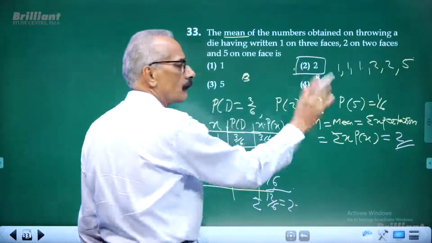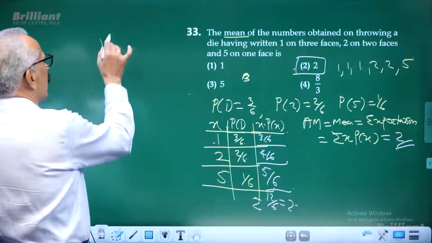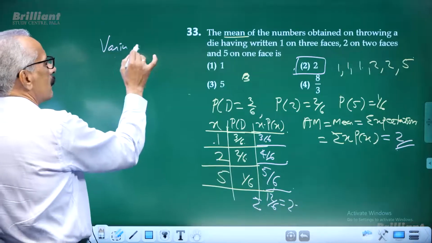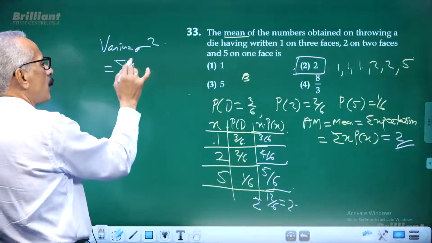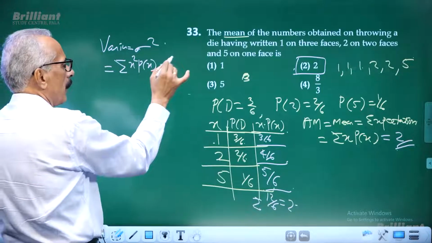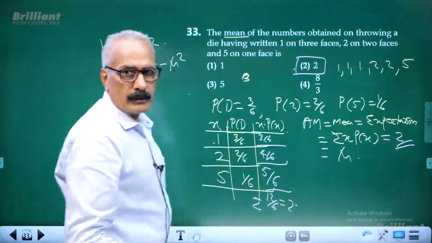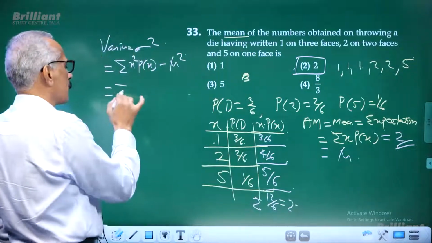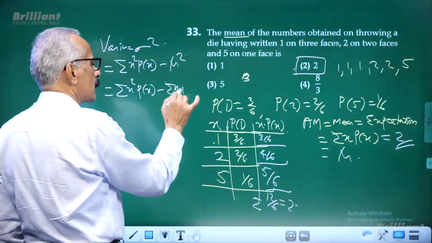Well, one more thing is asked: variance. What's the formula for variance? Variance is sigma square, that is sigma x square into p of x minus mu square. This is called mu, that means sigma x into p of x, the whole square.